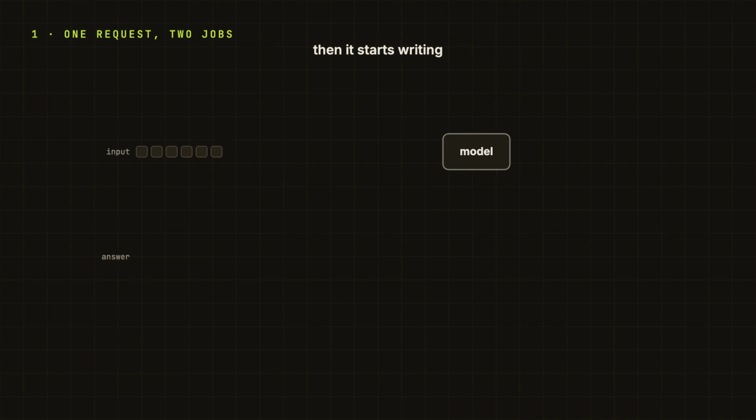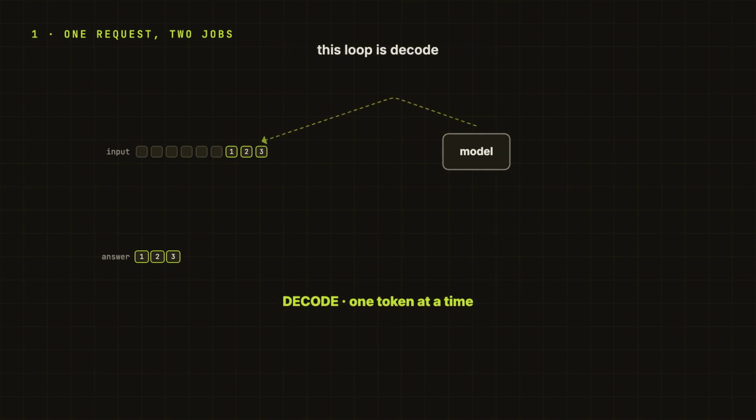Then, once it has read everything, it starts writing the answer, but it cannot write the whole answer at once. A language model generates one token at a time. It predicts the next token, then the token becomes part of the input, and it predicts the next one, and so on. This loop is called decode. This is why the answer streams. It is not a UI animation. The model genuinely is producing token 1, then token 2, then token 3.